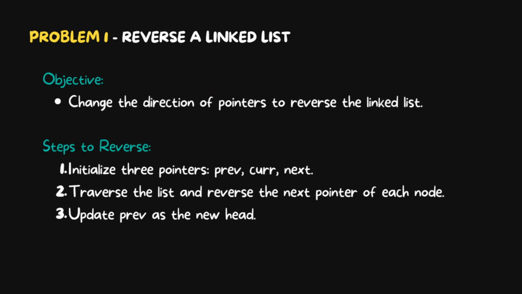Let's start with our first problem, reversing a linked list. Our goal is to change the direction of the links so that the last node becomes the first. We will use an iterative approach with 3 pointers: previous, current, and next. Now let's look at the implementation.